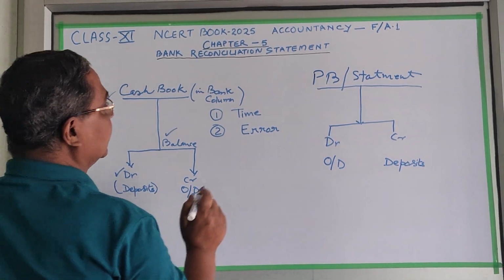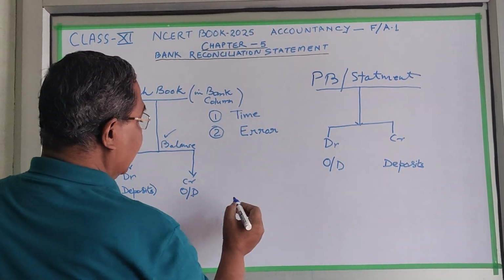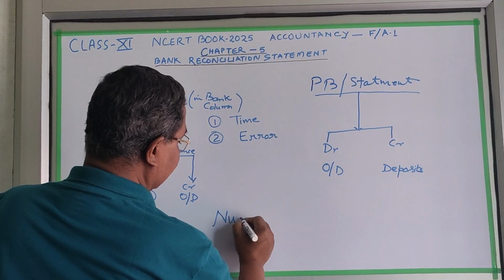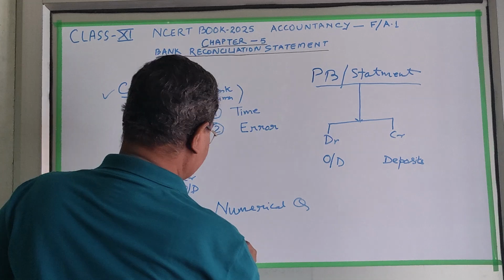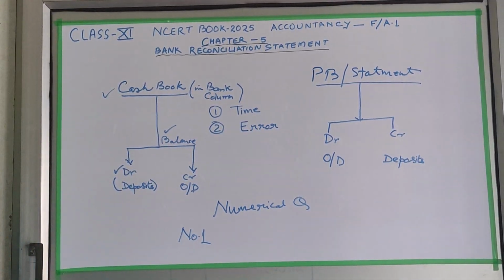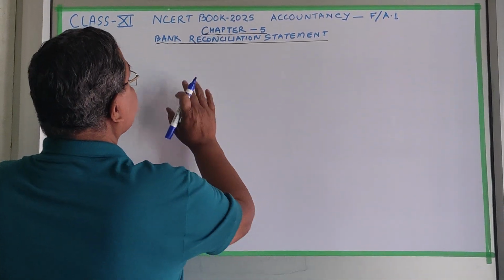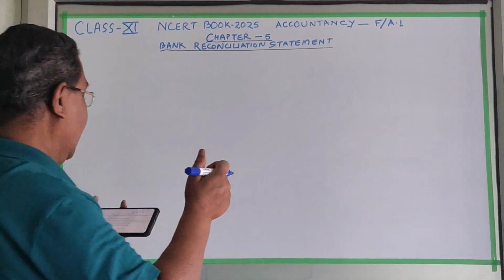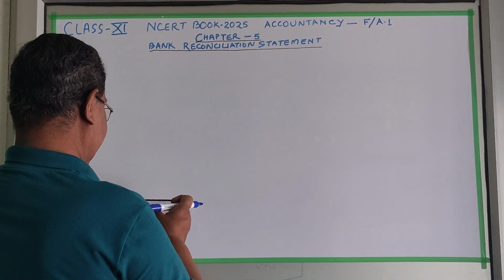Okay. Now in this chapter 5 we will solve question number 1, that is, the numerical questions. Now we will go to the numerical questions, number 1. To solve these types of questions, we are now doing question number 1.